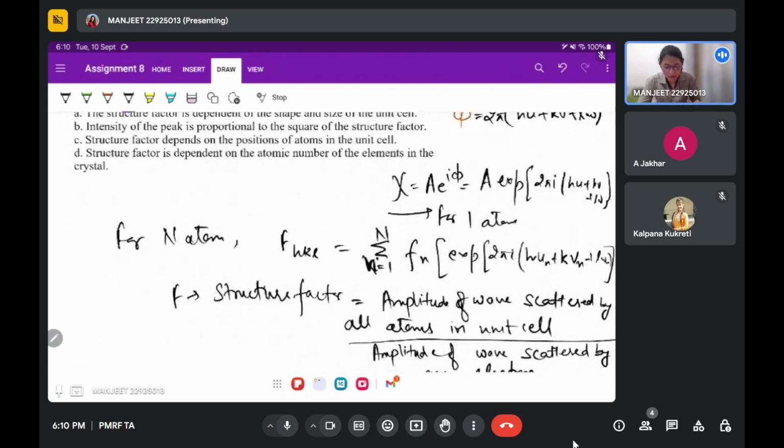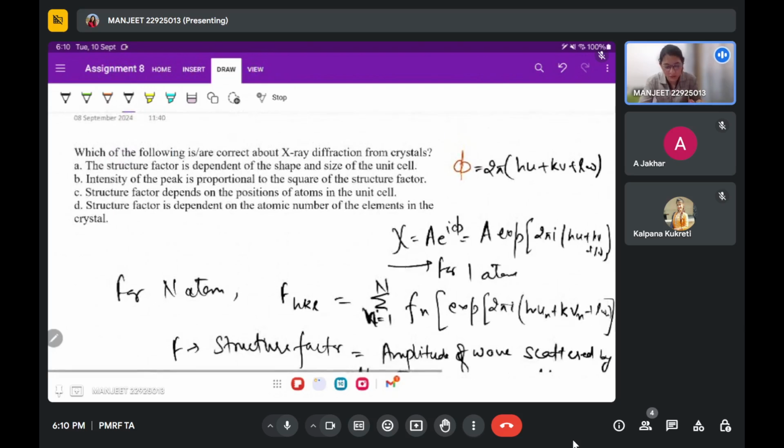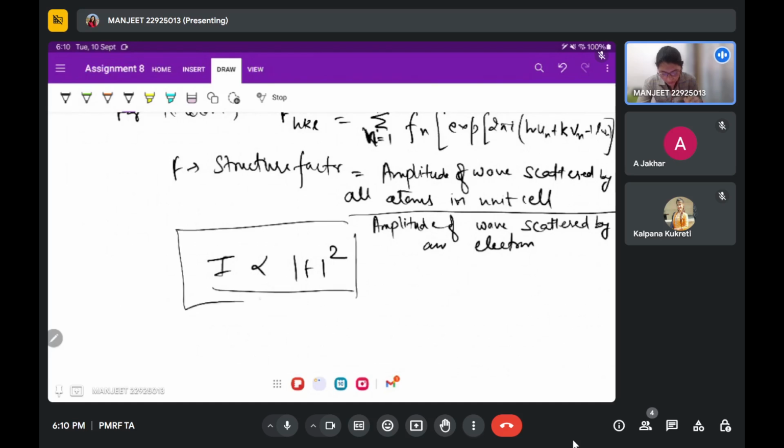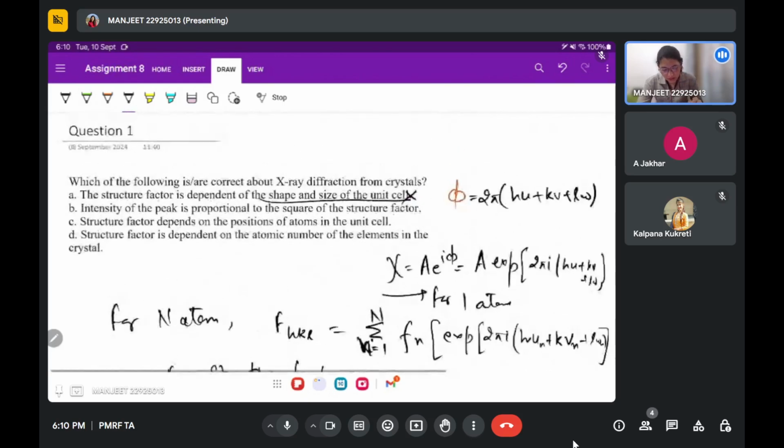Nowhere is it mentioned that it depends upon the shape and the size of the unit cell, so this is not the correct answer. Let's move to the next part. The intensity of a peak is proportional to the square of the structure factor. Yes, because the intensity is directly proportional to the square of the structure factor, B is the correct answer.